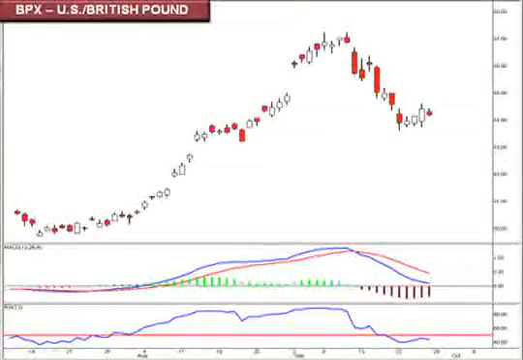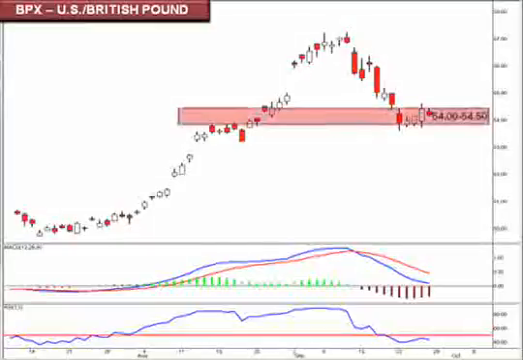Well, we're almost singing the same tune with the BPX, the US versus the British pound, as we see prices drop down into that 54 to 54.5 focal zone that we identified as being a key area of support. Now, if we look at our MACD, you can see here that we seem to be trending very strongly to the downside. Our RSI is also confirming that. It's below the 50% level there, suggesting that we do have some momentum to the downside.